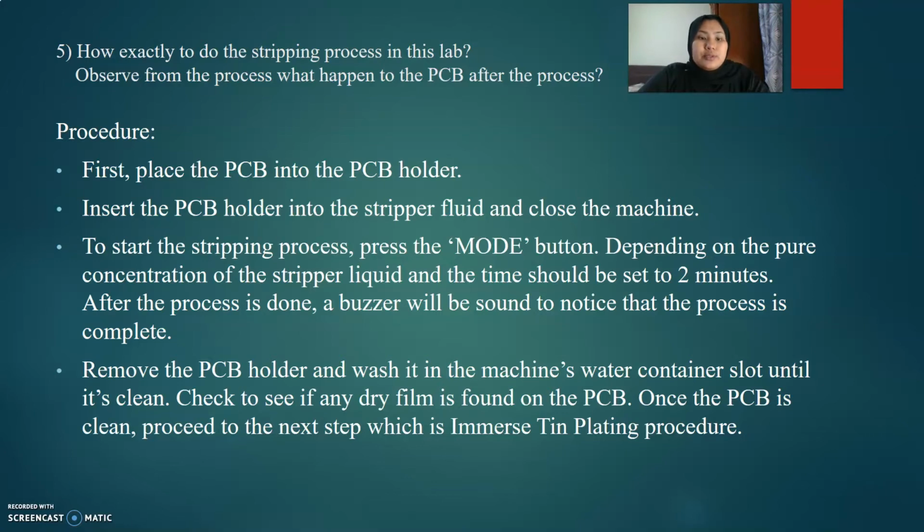Depending on the pure concentration of the liquid, the time should be set to 2 minutes. After the process is done, a buzzer will sound to notify that the process is complete. And the last one is to remove the PCB holder and wash it in the machine's water container slot until it's clean. Check to see if any dry film is found on the PCB. Once the PCB is clean, proceed to the next step, which is the immersion plating procedure.